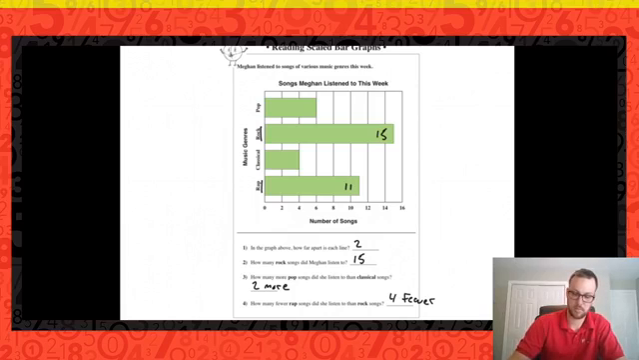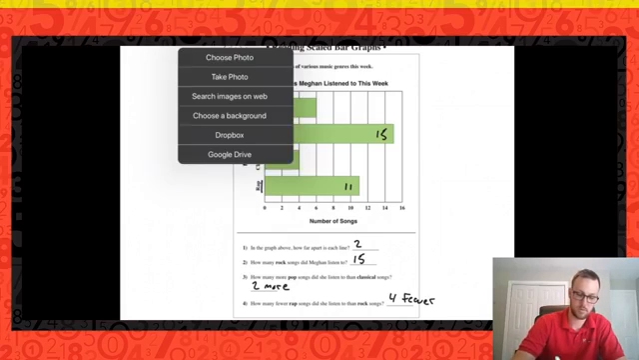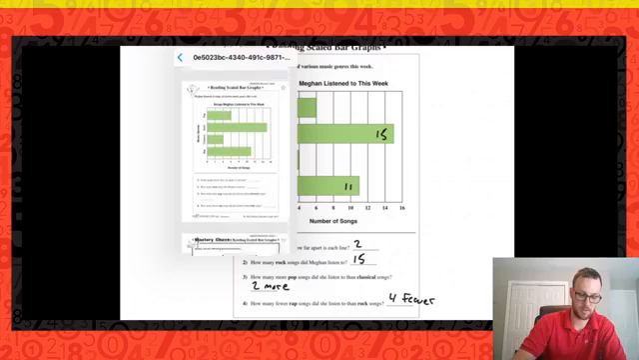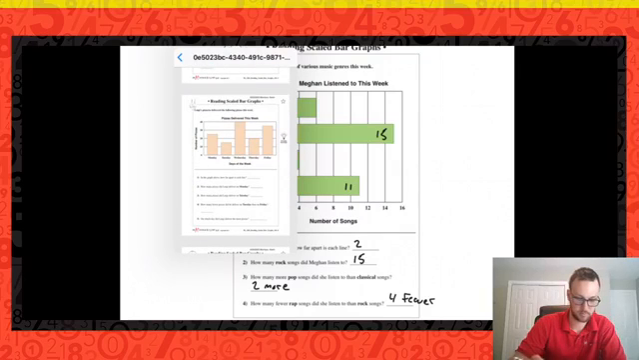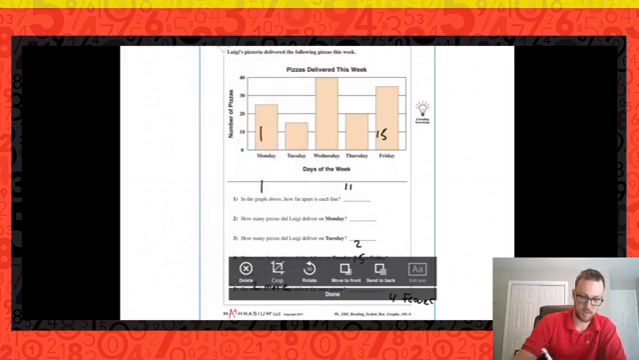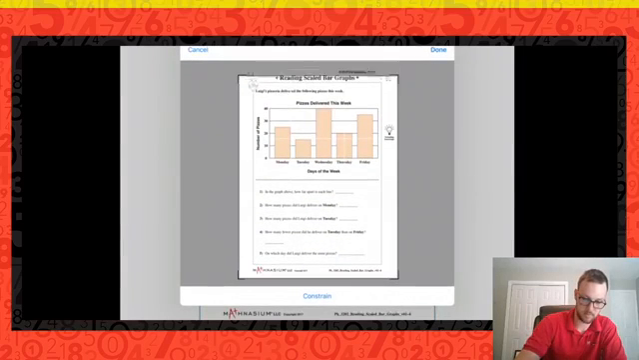All right. Let's see if we can get some more practice with these. You guys got through these really quick. We'll do another one of these scale bar graphs. How's that sound?